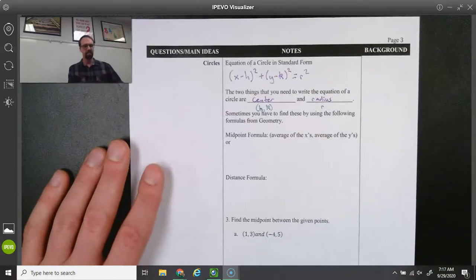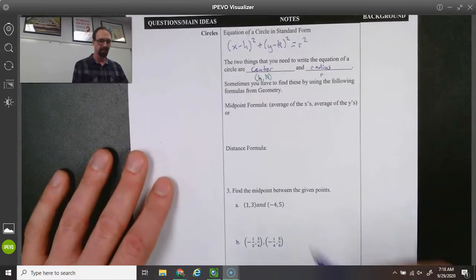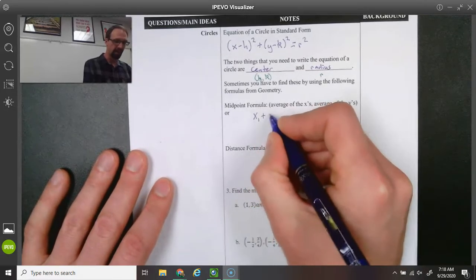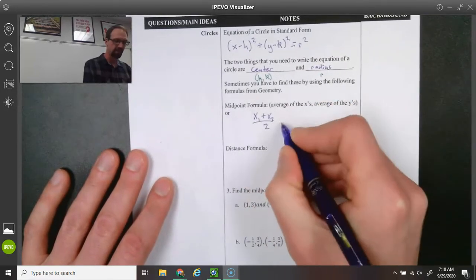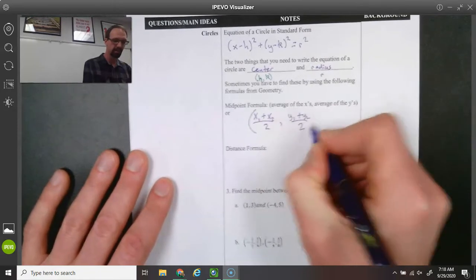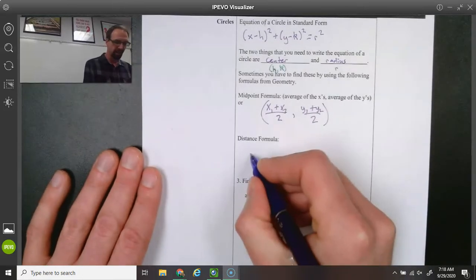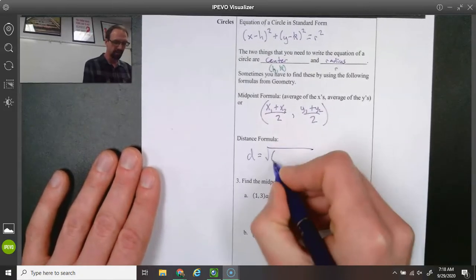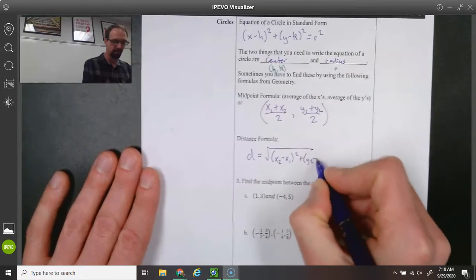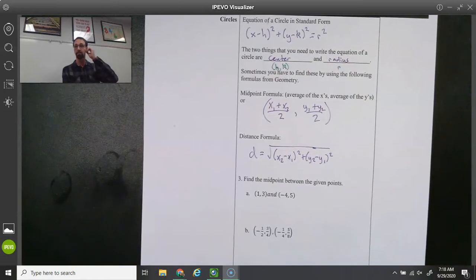Sometimes you have to use formulas from geometry, so I'm going to remind you of the midpoint formula and the distance formula. The midpoint formula is just the averages of the x's and the averages of the y's. So x sub 1 plus x sub 2 divided by 2 is your x value, and y sub 1 plus y sub 2 divided by 2 is your y value. The distance formula we derive from the Pythagorean theorem. If you forgot, it's d equals the square root of x sub 2 minus x sub 1, quantity squared, plus y sub 2 minus y sub 1, quantity squared. So it's the difference of your x's squared plus the difference of your y's squared.